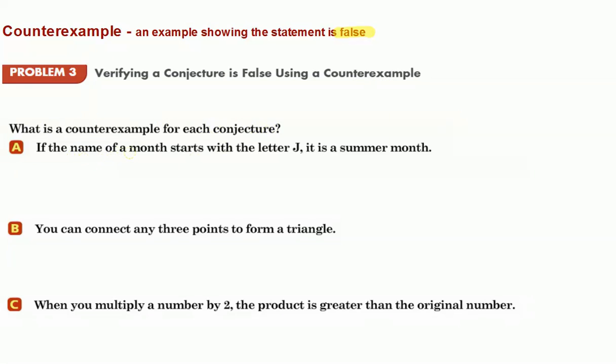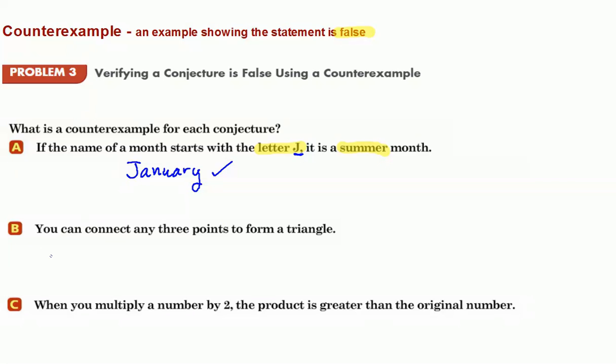If the name of a month starts with the letter J, it is a summer month. So we're looking at the letter J, and they're saying that only months that start with J are summer months. Can you think of one example to make it a false statement? The one I can think of is January. January is not a summer month, and it starts with the letter J. So this would be my counterexample.